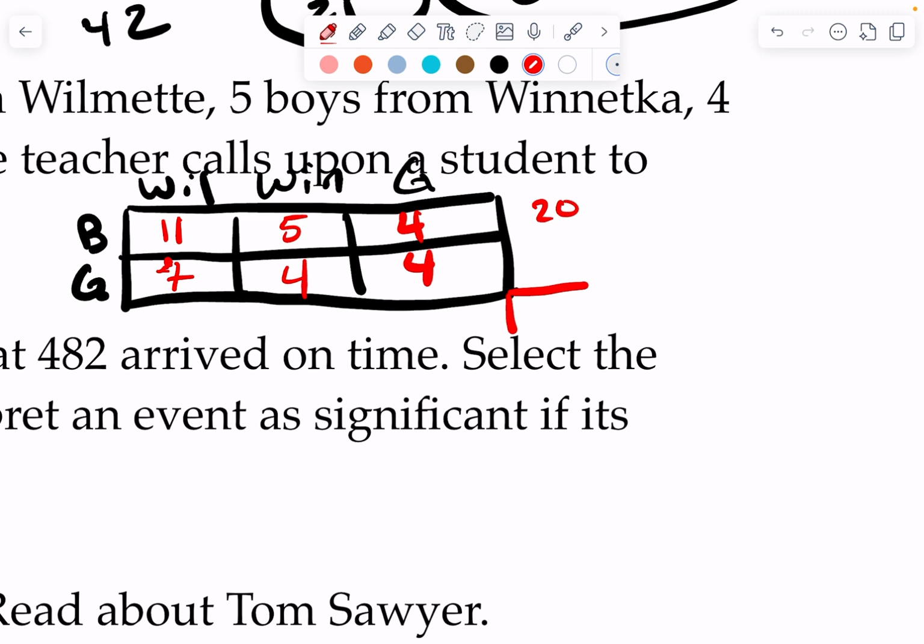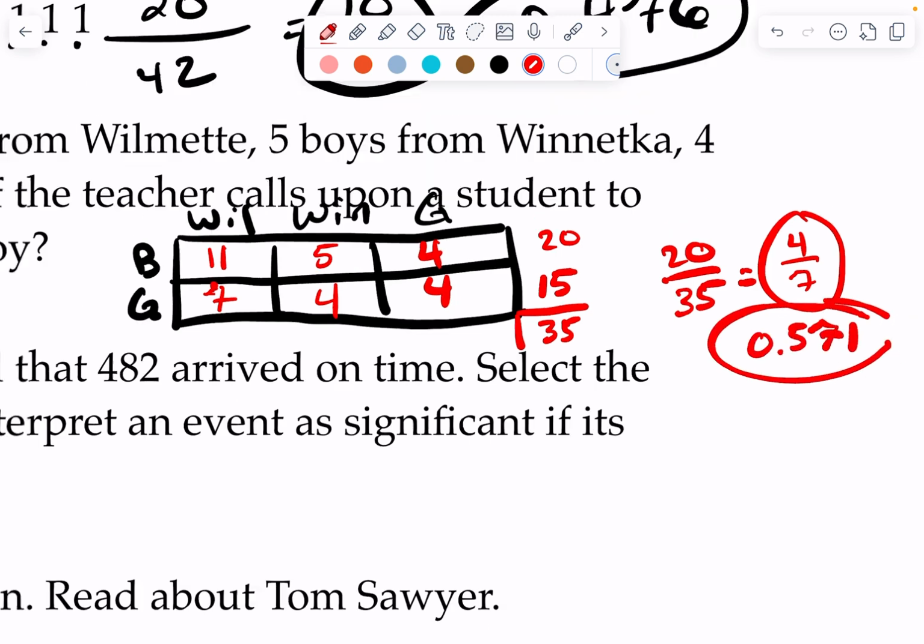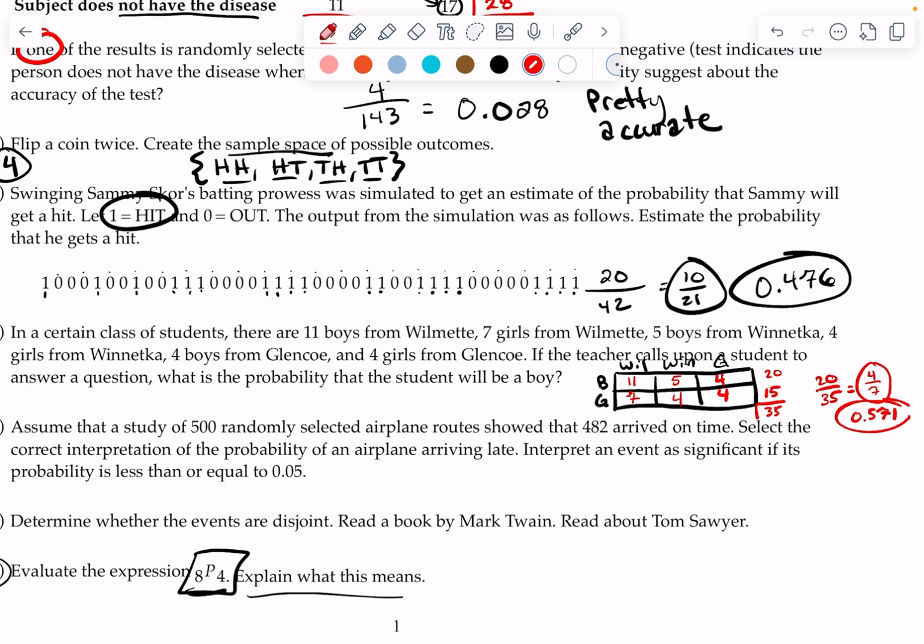Boys, there are 20. Girls, there are 11, 15, 20. Oh, no, 35. So boys would be 20 out of 35. So if I divide by 5, 4/7, or a little over 50%, 0.57, 0.571 if you want to do 3 decimal places, whatever. Okay, I could have done that without a table, whatever.